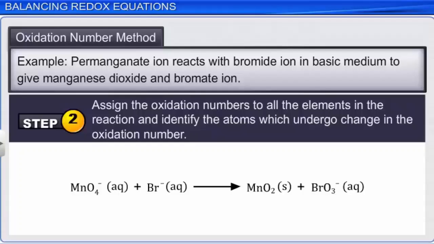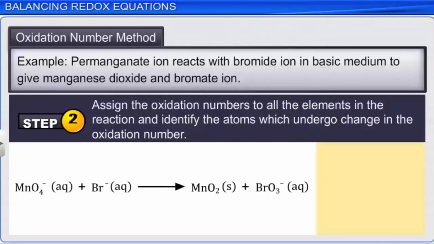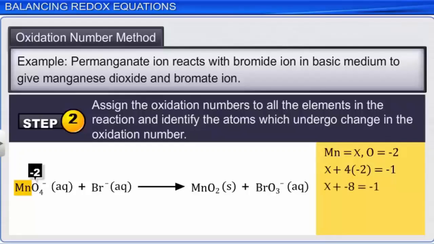Thus, the oxidation number of manganese in permanganate ion may be calculated as follows. Let the oxidation number of manganese be X. We know that the oxidation number of oxygen is -2. Hence, X plus 4 multiplied by -2 equals -1. Therefore, X equals +7. Thus, the oxidation number of manganese is +7.